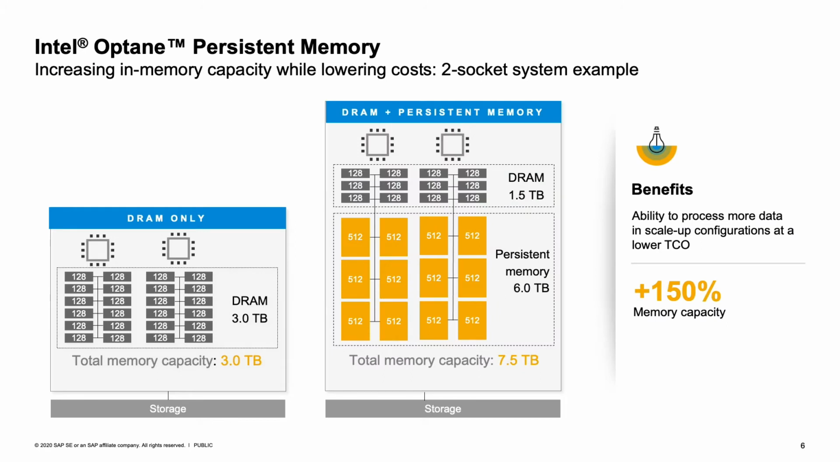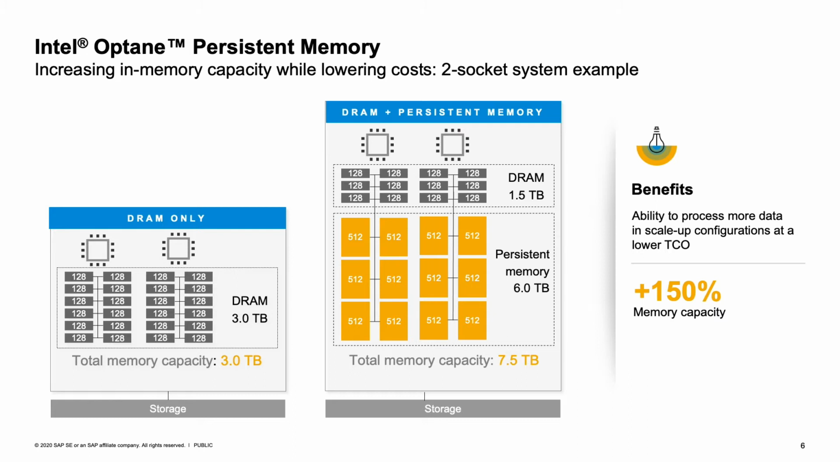So let's take a look at one example here. This is a 2-socket system. And with traditional DRAM, we'd have, say, a 3 terabyte system on the left-hand side here. And if our workload-based sizing for HANA allowed, we could potentially have a scenario such as that on the right-hand side, where we have a 2-socket system with a total of 7.5 terabytes, or a 1:4 ratio of DRAM to persistent memory.